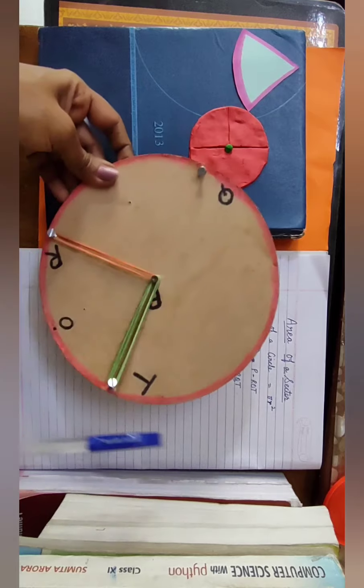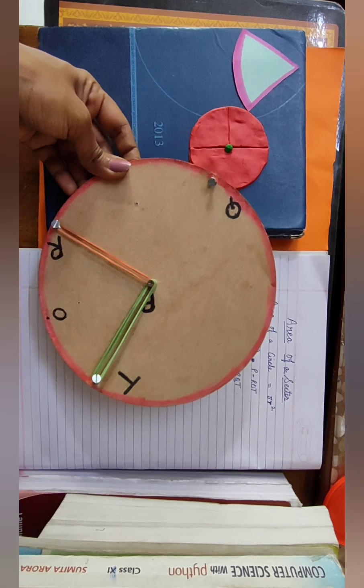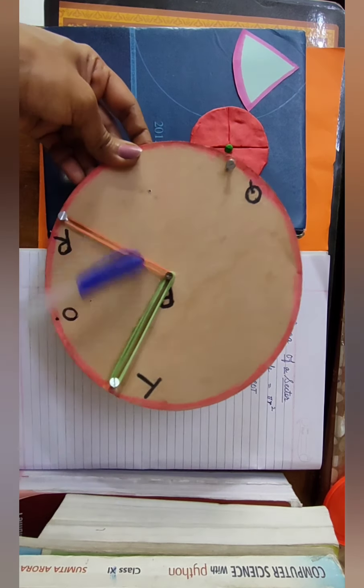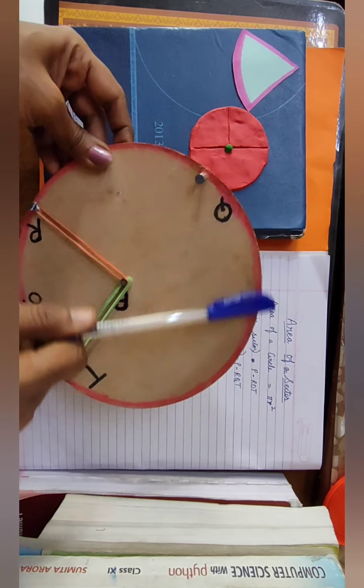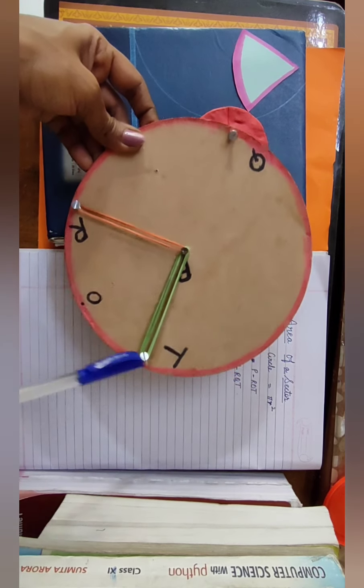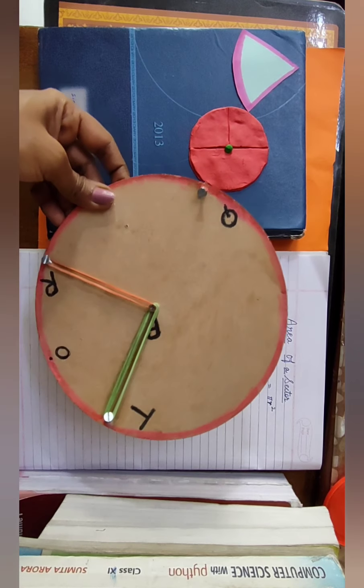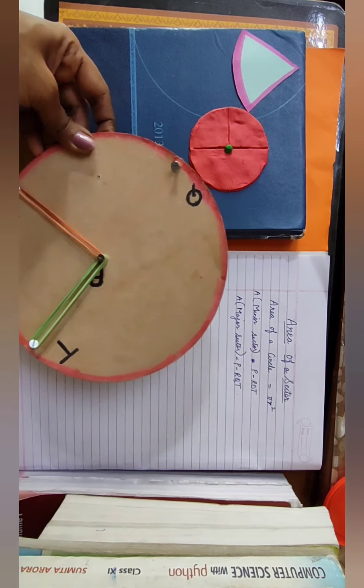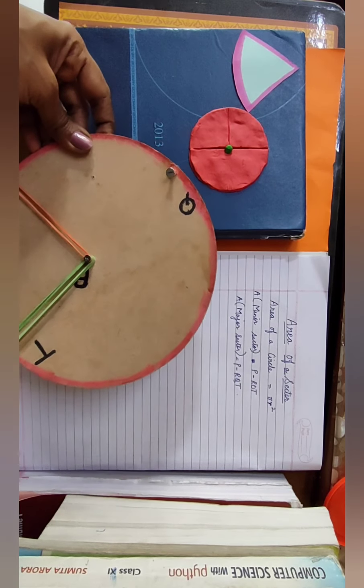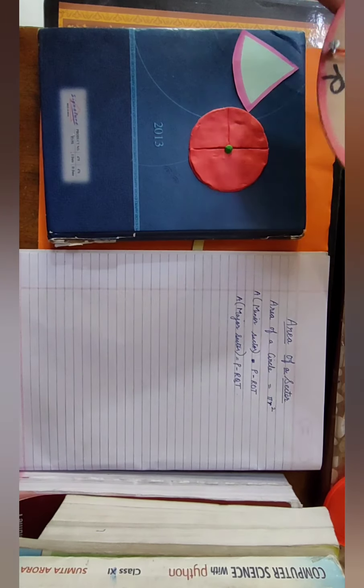Can you tell me in this where the area is? Yes, this brown part is said to be the area. And what do we say this part? This boundary part is said to be the circumference, right dear? So for the area of a sector, we need to have the knowledge of area of a circle.